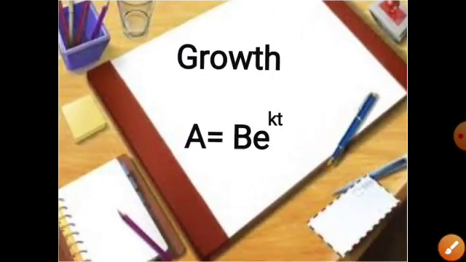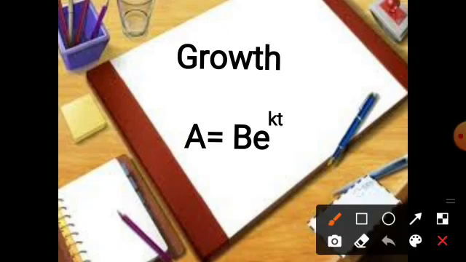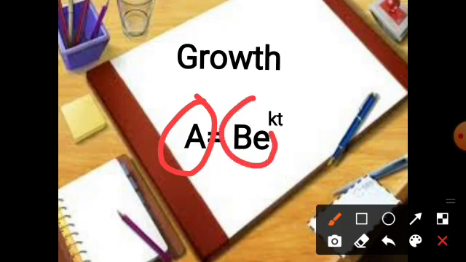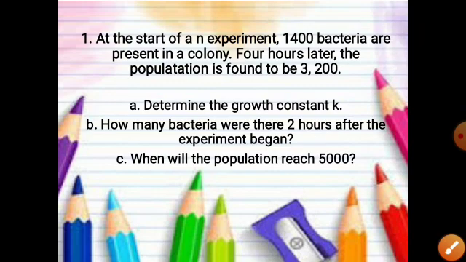So next is the growth. The formula is A equal to B raised to kt. A represents the total population, while B is the number of bacteria, k is the constant, and t is the time. So number 1: at the start of an experiment, 1,400 bacteria are present in a colony. 4 hours later, the population is found to be 3,200.